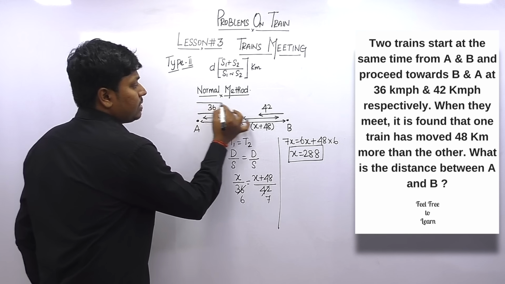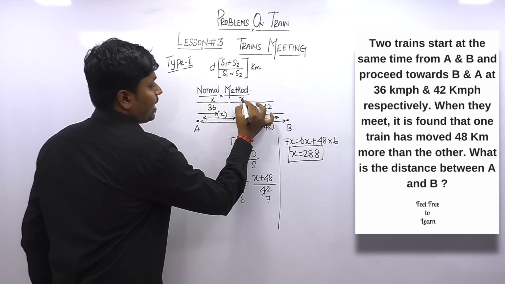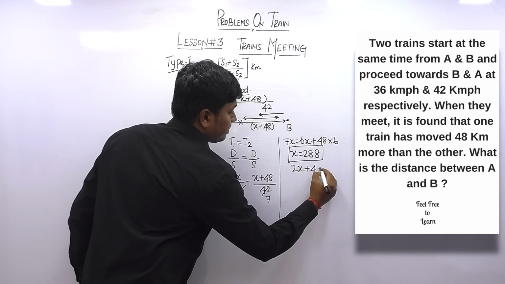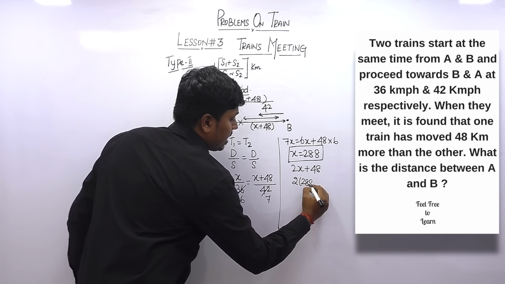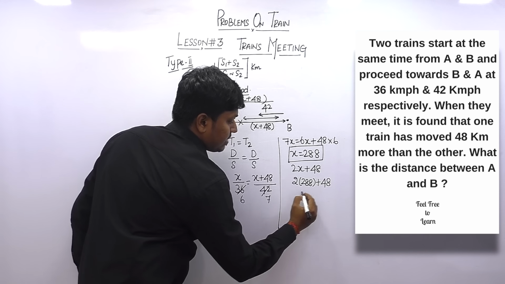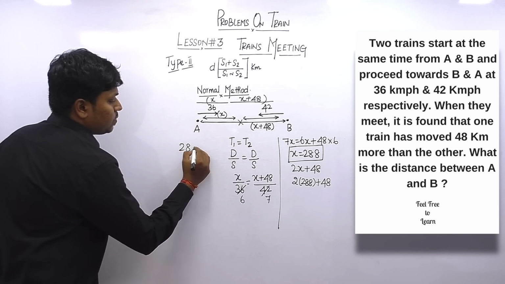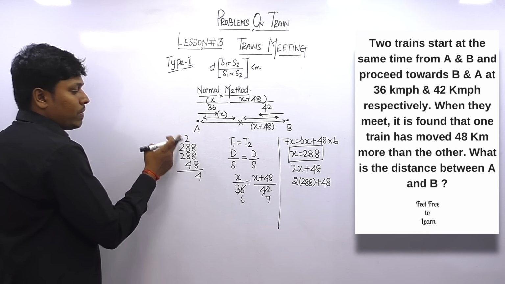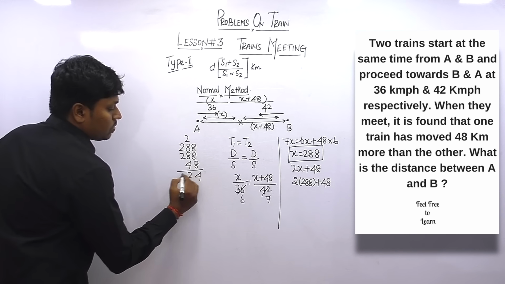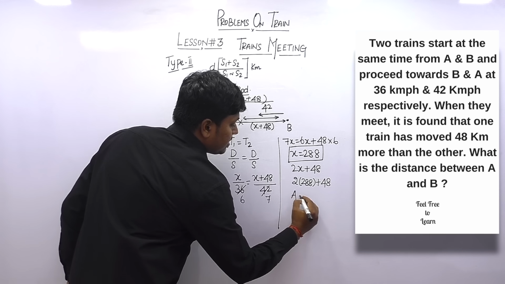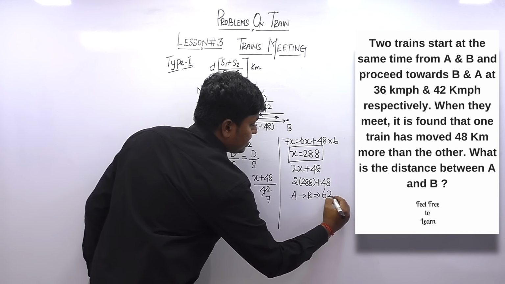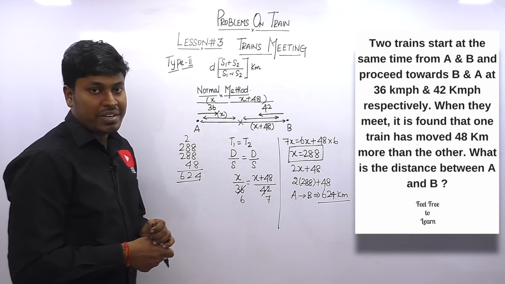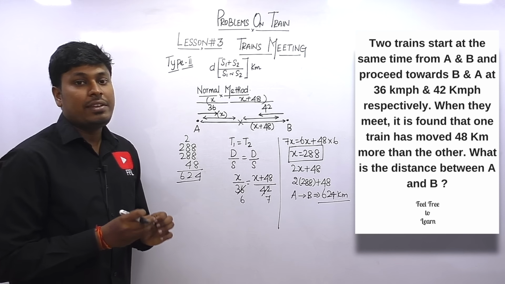So we know that one value will be x, and here we have x plus 48. So total distance will be 2x plus 48. So 2 into 288 plus 48, or you can directly add like this, 288 and 48. 8 3s are 24, remaining will be 2, 8 plus 2 will be 10, 22, so 2 6s 24. So finally we can say that the distance between station A and B will be 624 km. So finally we got an answer for this question number 1, where the distance is 624 km.